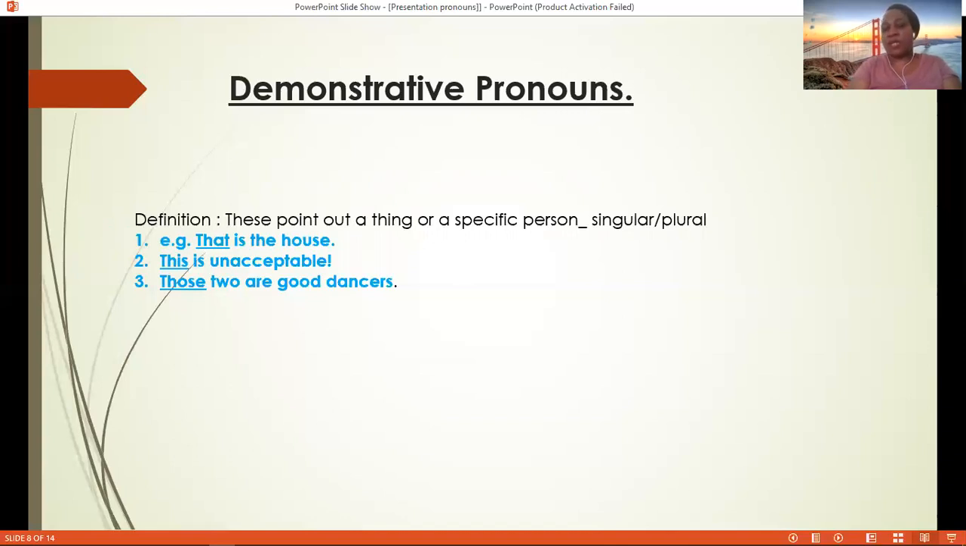Those two are good dancers. We are pointing out the two people who are doing well in dancing. Demonstrative pronouns point out a thing or a specific person.